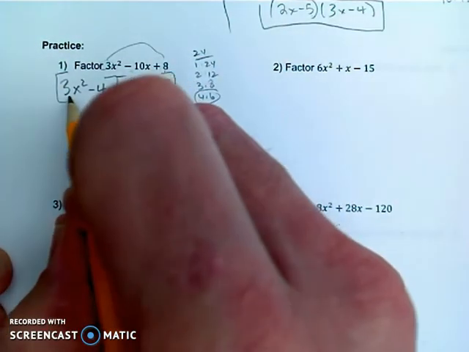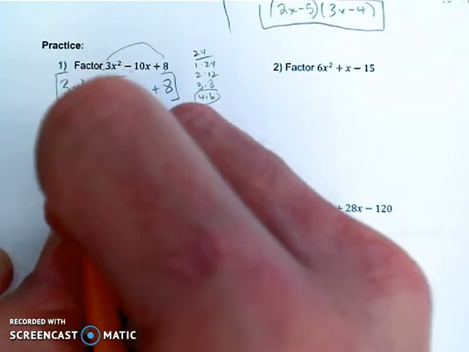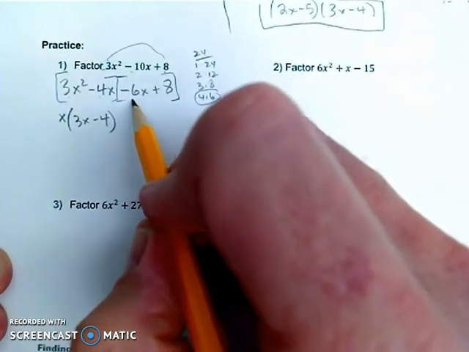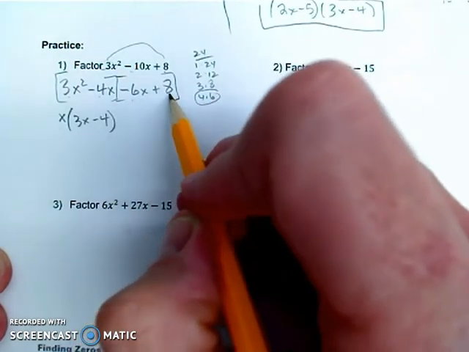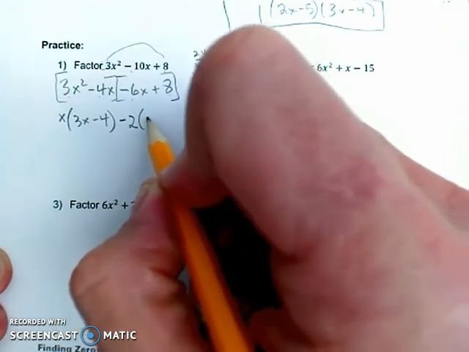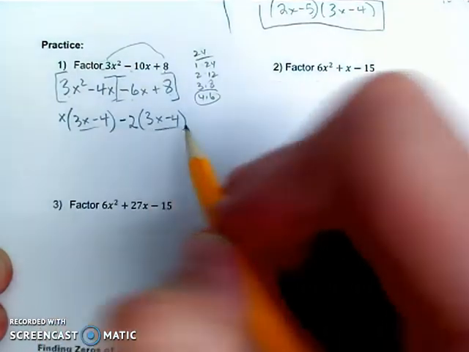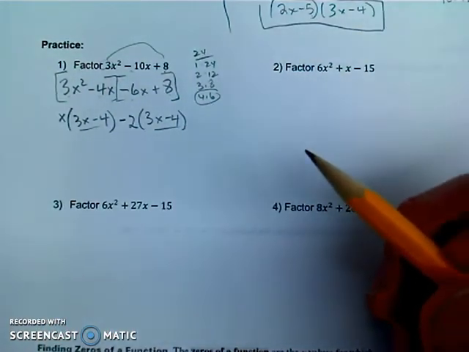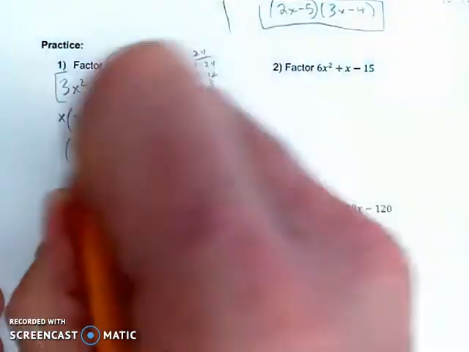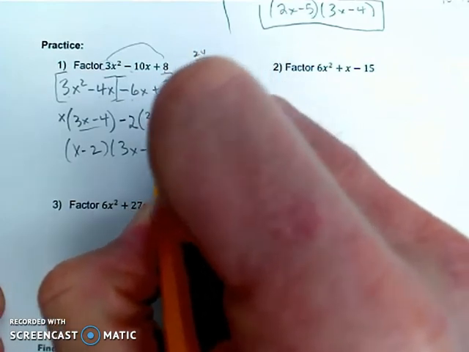My GCF here. 3 and 4 don't have a common factor. All I can factor out there is x. So 3x minus 4. Here, we've got negative 6 and positive 8. I can factor out a negative 2, and that will leave me with 3x minus 4. Again, if we've done this right, the remaining polynomial factor is going to be the same. So x minus 2, the 2 GCFs that I factored out, and then my common factor here, 3x minus 4.